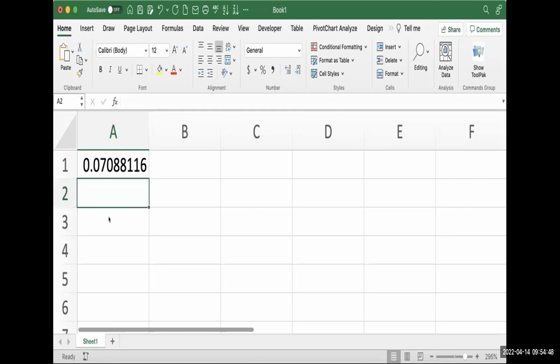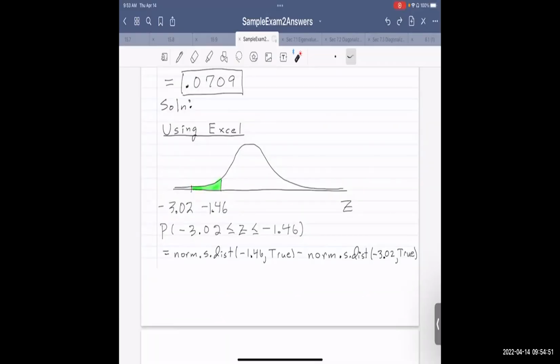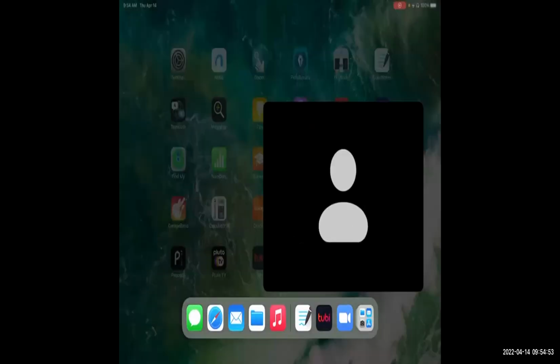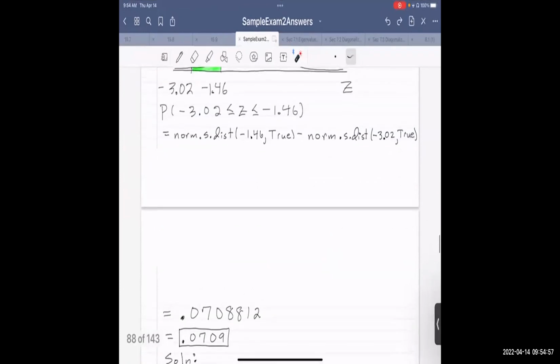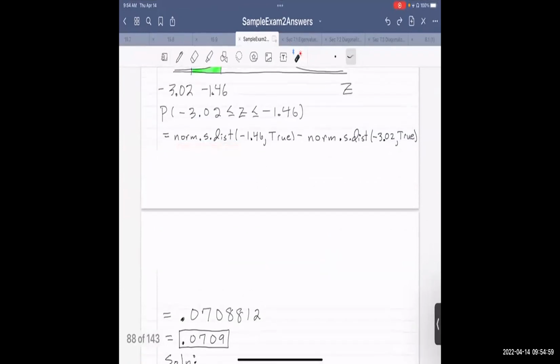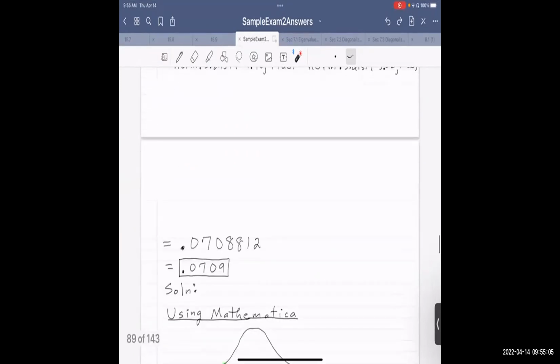Let me write that down. So I do my NORM.S.DIST and I subtract the value at negative 1.46 minus the value at negative 3.02 to get 0.0708812. Rounding to the nearest ten thousandth, I get 0.0709.